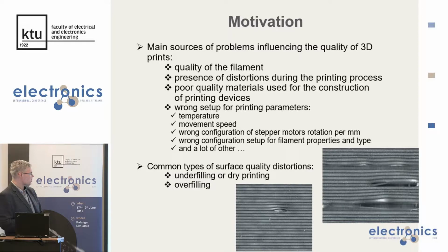Some exemplary issues: overfilling or underfilling, let's say dry printing, it's also called like this. The presence of some cracks can occur in such materials, and of course there are some reasons for this. The main sources of such problems, quality issues, are related to the quality of the filament itself, because it could be very cheap and not very high quality. Of course, the quality of the printer, or quality of the materials from which the printer was made, sometimes on your own. And sometimes some distortions may occur during the printing process.